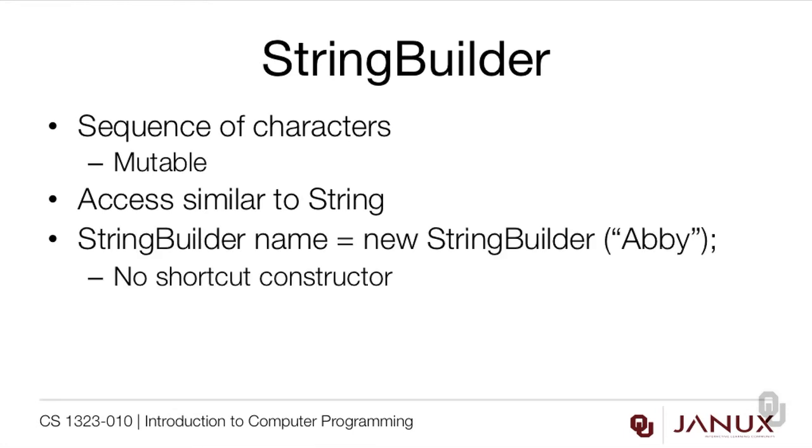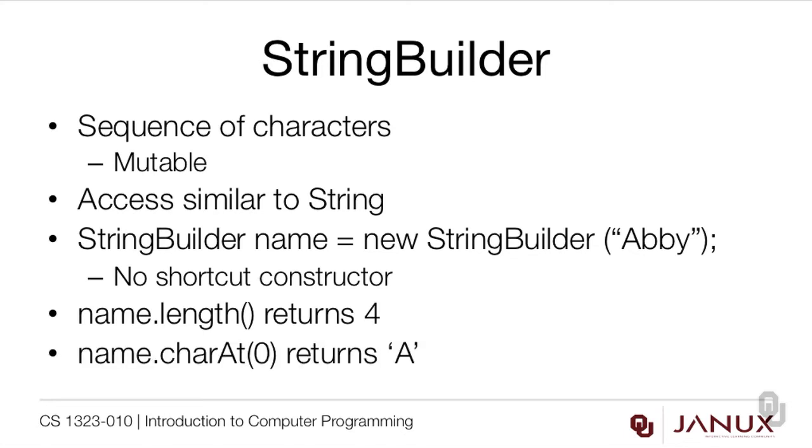So we could say StringBuilder name equals new StringBuilder and then Abby in double quotes. Now, StringBuilders are not that common a class, and so they don't have any special shortcut operators like the string class does. So all we have is the regular constructor. If we call name.length on our StringBuilder object, it's going to return 4 because Abby has 4 characters.